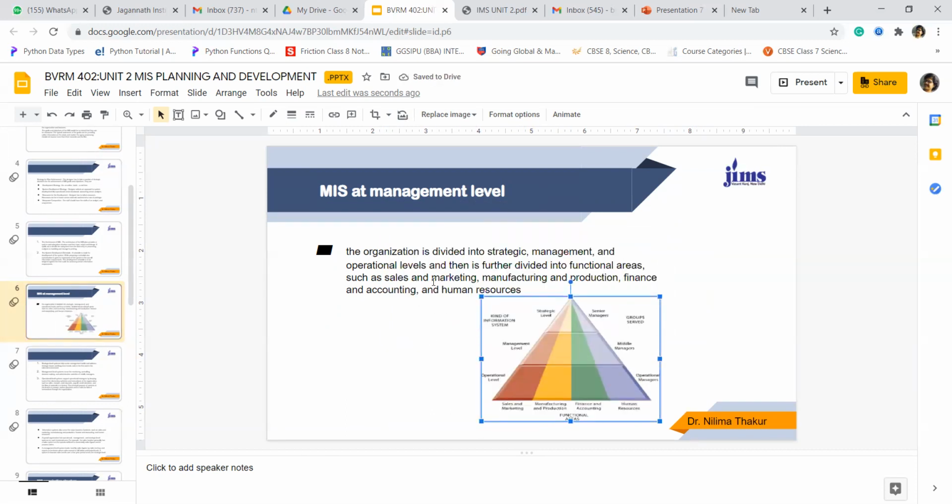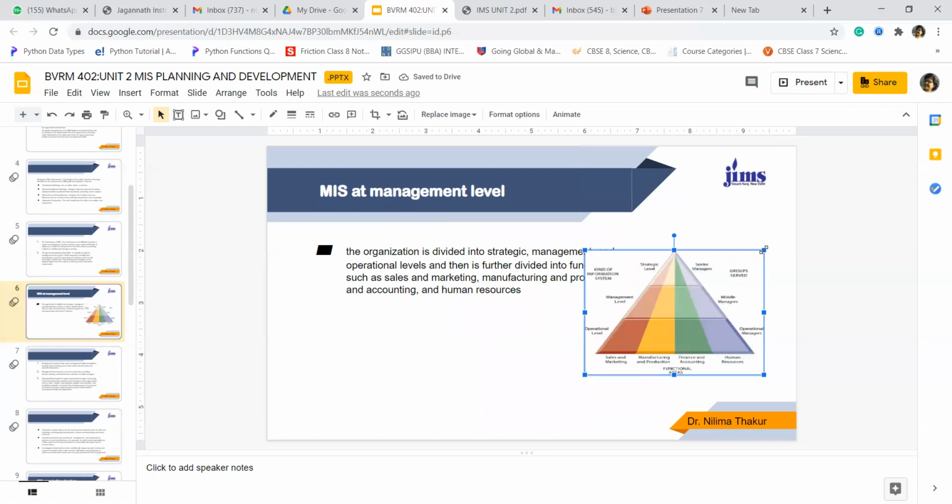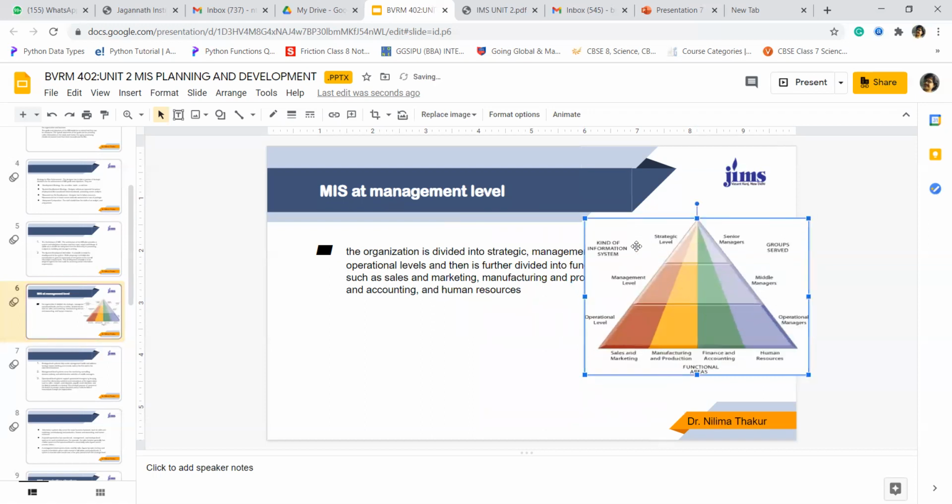The organization is divided into strategic, management, and operational levels and is further divided into their functional areas such as sales and marketing, manufacture and production, finance and accounting, and human resources. You can see here very well. So these are the kinds of information system, and these are the groups of people divided in the organizational level, and these are the functional areas of each and every level.